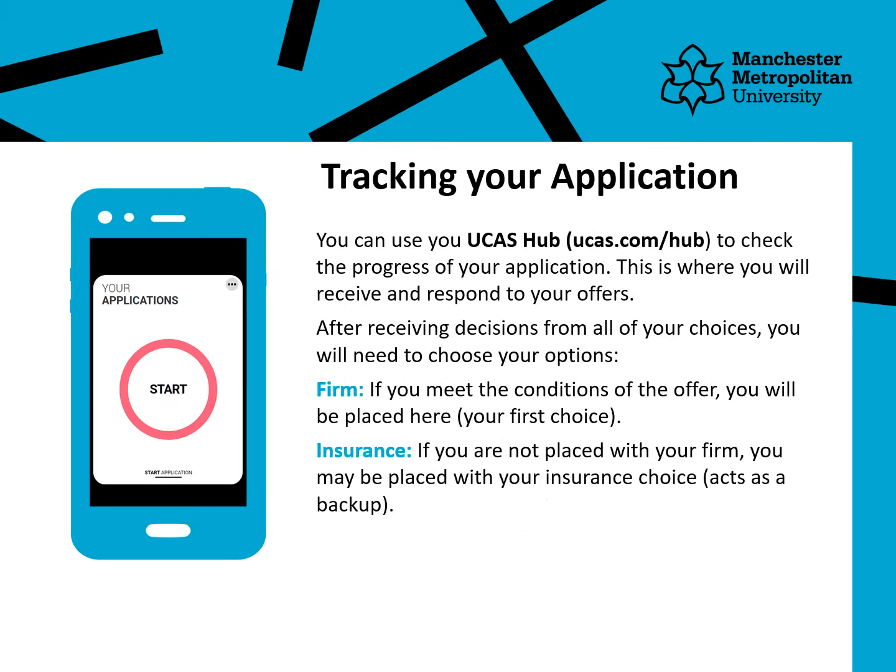To track your application, log on to your UCAS Hub, where all information will be kept in one place. The UCAS Hub is where you will be able to respond to your offers as well, and you will need to decide which offer you would like to accept as your firm choice, and which one you would like to accept as your insurance choice. If you meet the conditions of your firm choice, you will be placed on that course. For many students, choosing an insurance choice is essentially a way of securing a backup option, which is why your insurance choice is typically an offer with lower entry requirements.